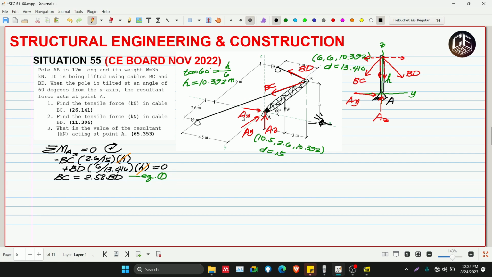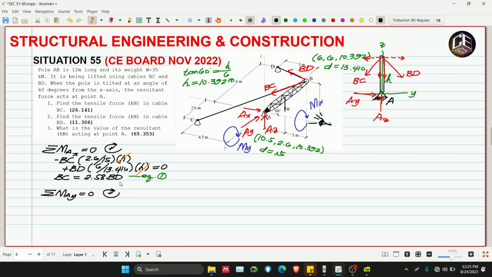And then, mag-moment naman tayo about y-axis. So, ito yung about x-axis. Ito naman yung about y-axis. So, summation of moment at A about y-axis is equivalent to 0.